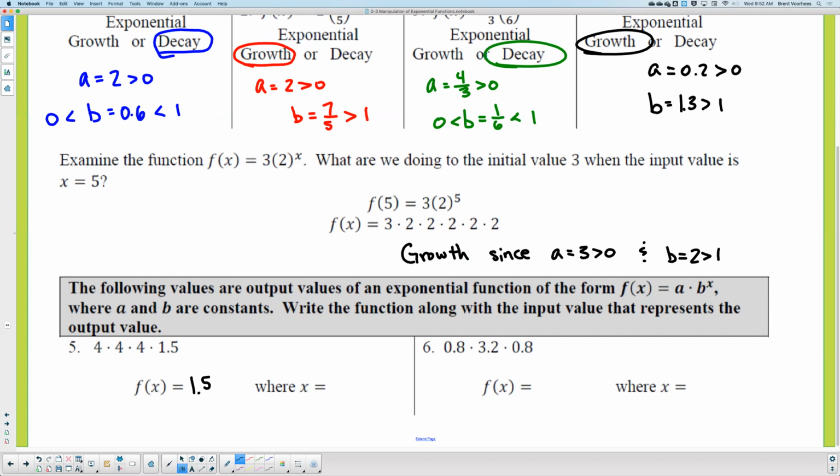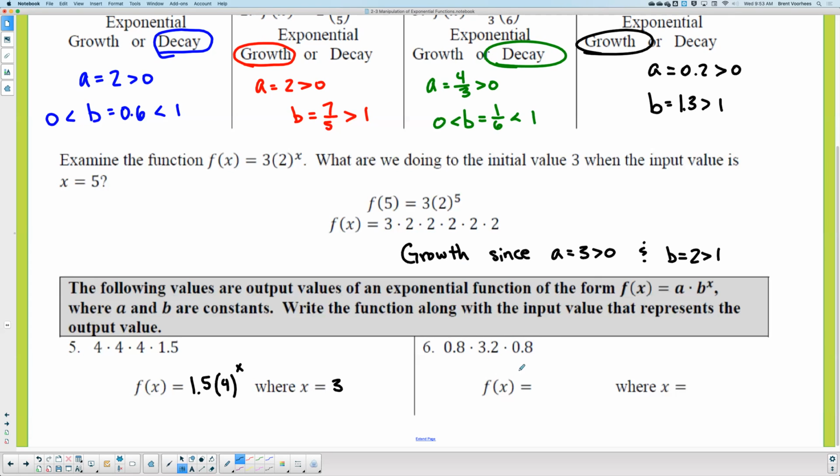times 4 to the power, and I'm going to put this in parentheses, times 4 to the, and since it says f of x, I'm going to leave it x. And this says where x equals, now what does x actually equal right here? Where x equals 3, perfect.